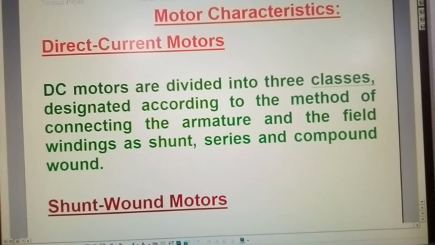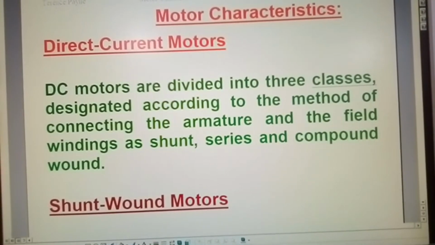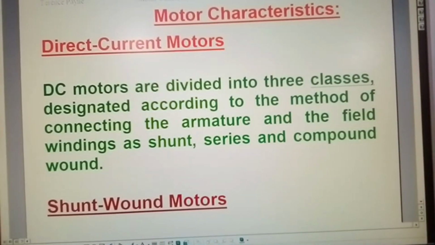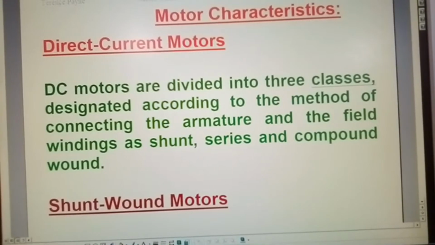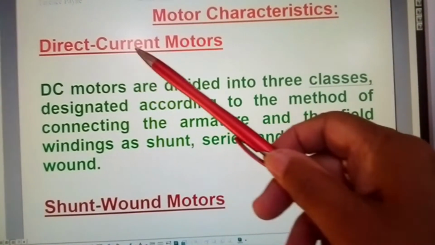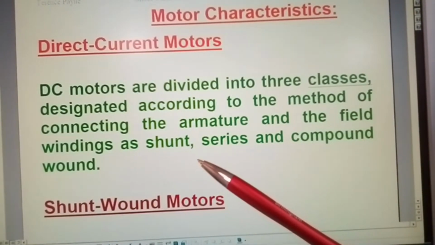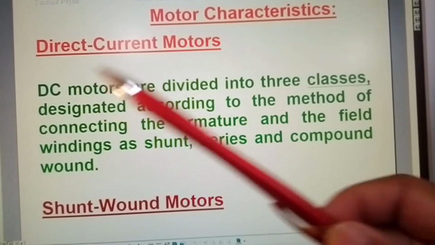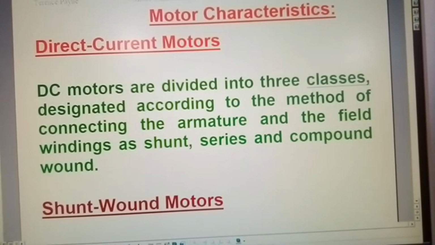Now what I want to look at is motor characteristics, okay? Motor characteristics, direct current motors. Now, the interesting thing here is to look at how DC motors operate and the type of wiring connections we have in regards to DC motors.